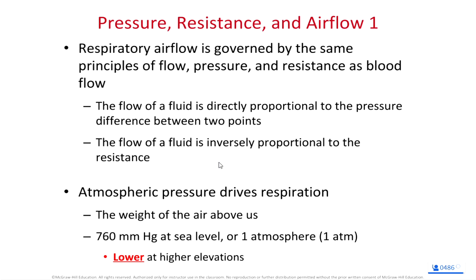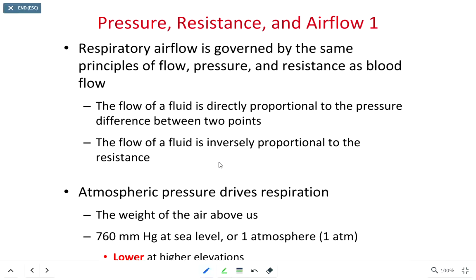So as we have a larger pressure gradient, we have increased flow. As we have increased resistance, we have decreased flow. When we look at the air around us, air at sea level is defined as 1 atmosphere. It's also defined as 760 millimeters of mercury. And we find that the lower we go, the closer to sea level we go, the higher the air pressure.